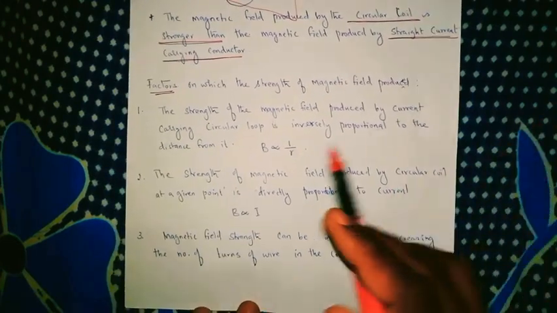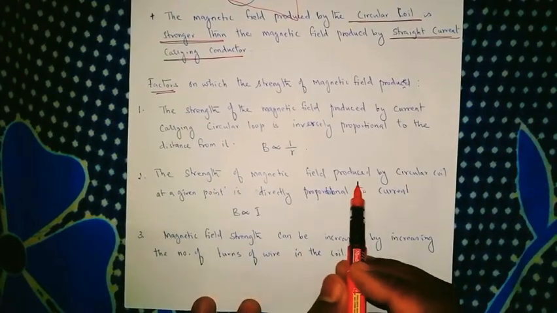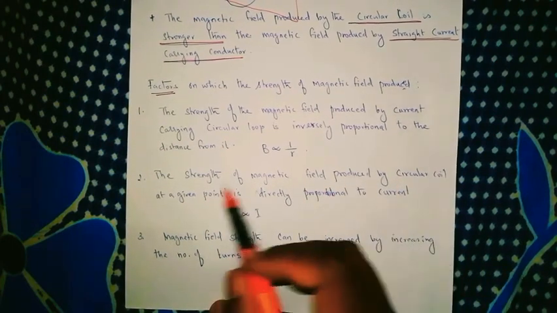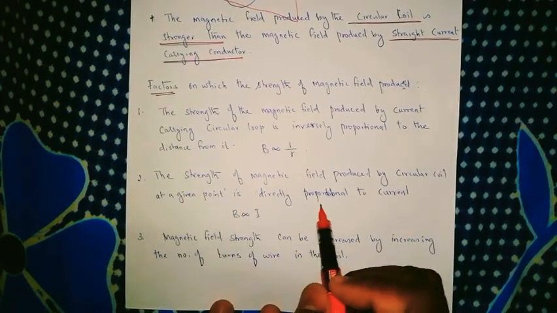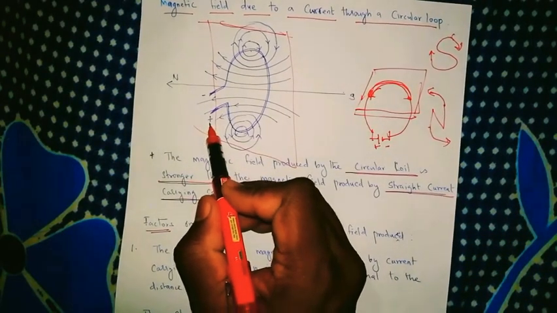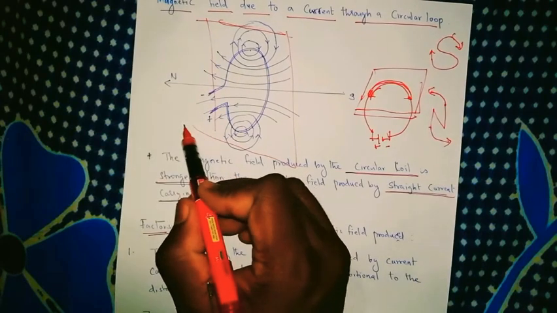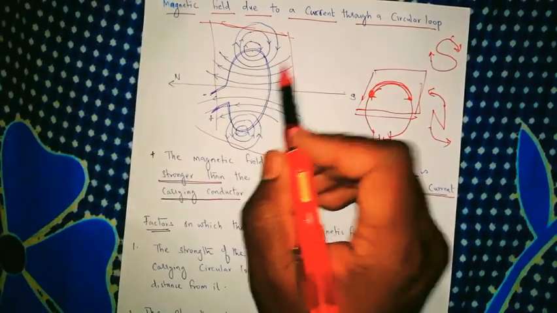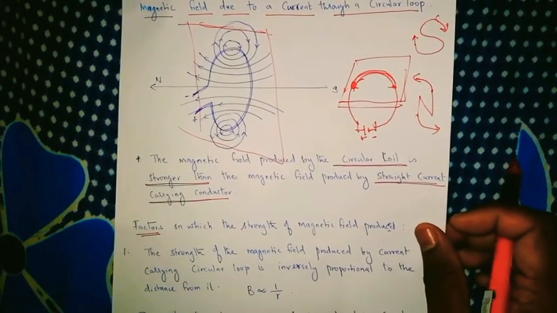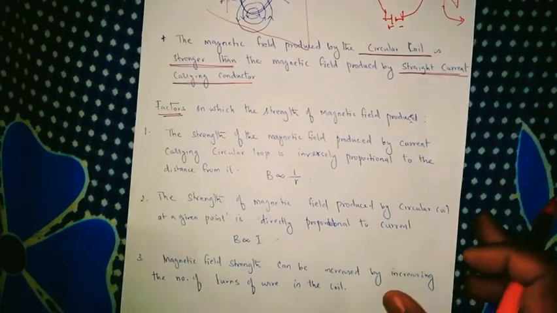The second thing is that the strength of the magnetic field produced by the circular coil at a given point is directly proportional to the current. Now we are putting a little bit of current, 1.5 volt, and you can find a little amount of magnetic field. If you increase the current, then more magnetic field lines will be formed.